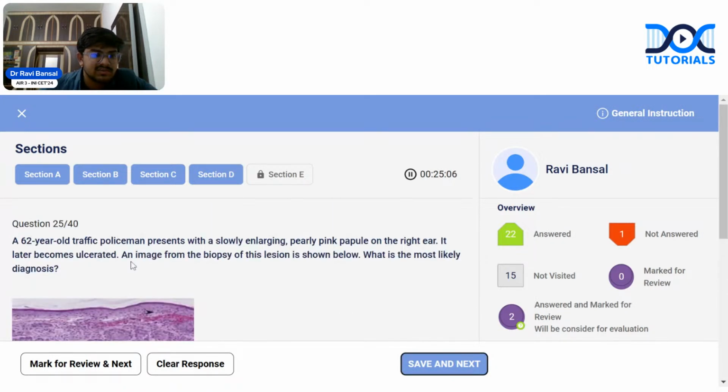Some histopathology image. Let's read the history first. A 62-year-old traffic policeman presents with a slowly enlarging pearly pink papule on the right ear. Later it becomes ulcerated. Image from the biopsy is shown below. What is the most likely diagnosis? A 62-year-old traffic policeman has a lot of exposure to sunlight, which can cause skin cancer. Slowly enlarging pearly pink papule is a feature of basal cell carcinoma. The right ear position aligns with our thought. It later becomes ulcerated, a typical feature of BCC. It does not metastasize, it just locally invades and ulcerates.